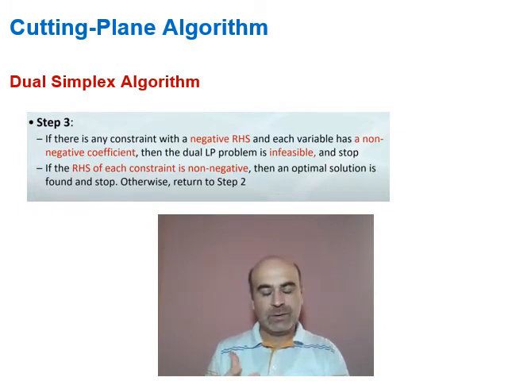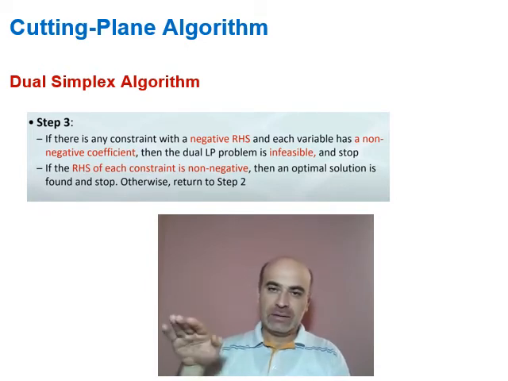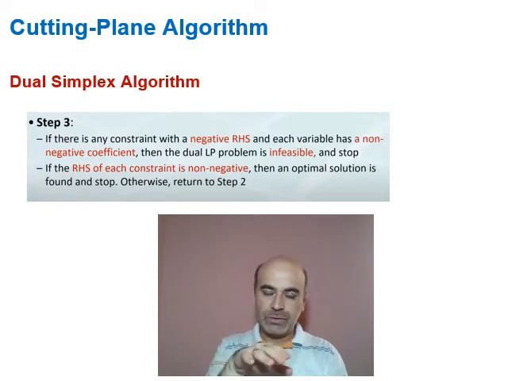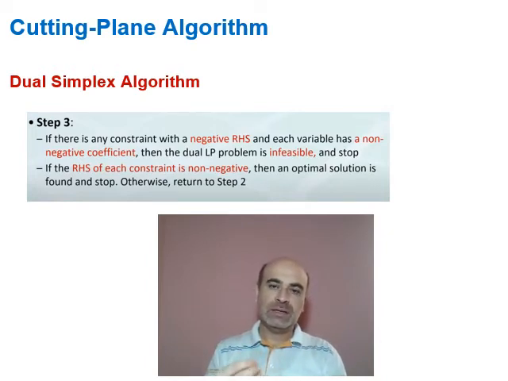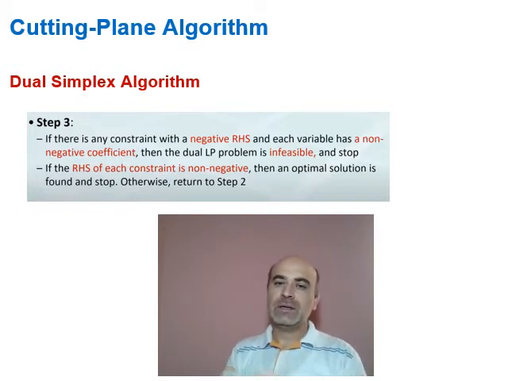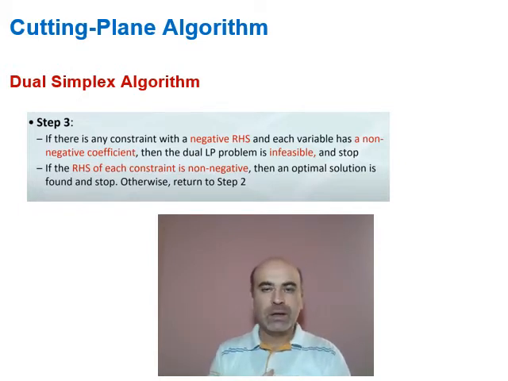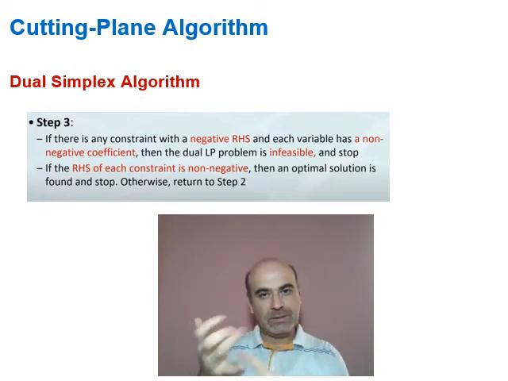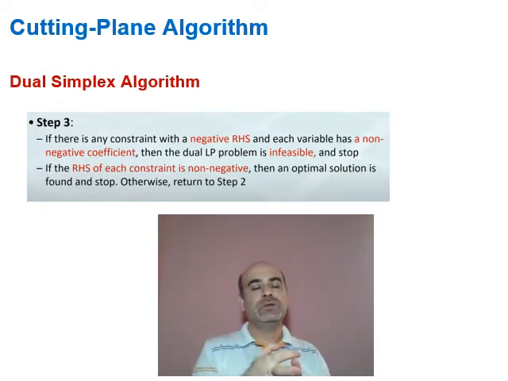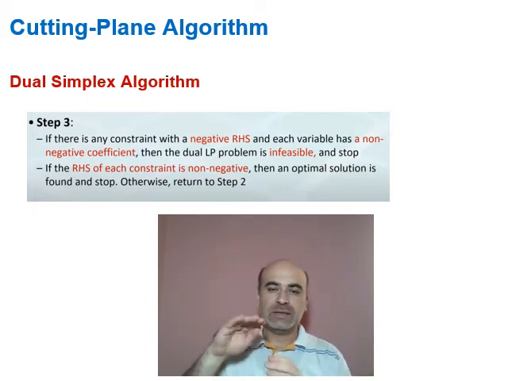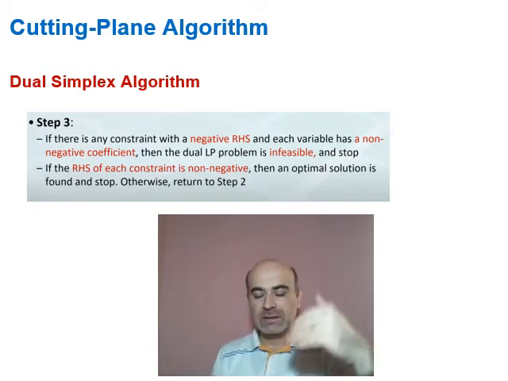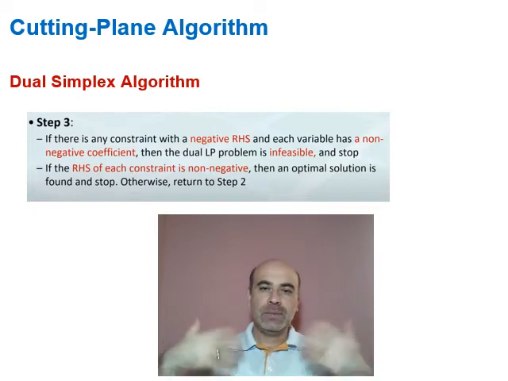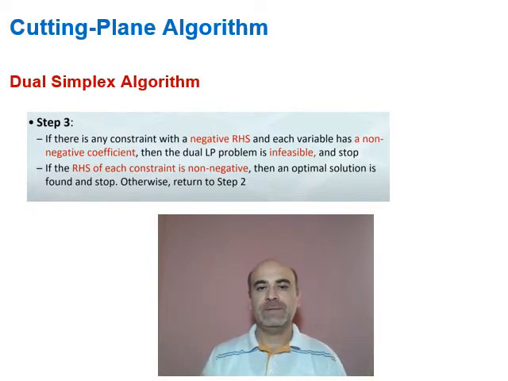Otherwise, if there's at least one right-hand side which is negative, and in this pivot row there's at least one non-basic variable with a negative coefficient, then we can make this ratio test. So it is not infeasible, it is not optimal. We need to make one more iteration by selecting this as the leaving variable and deciding on the entering variable, and make new elementary row operations and find the new tableau.